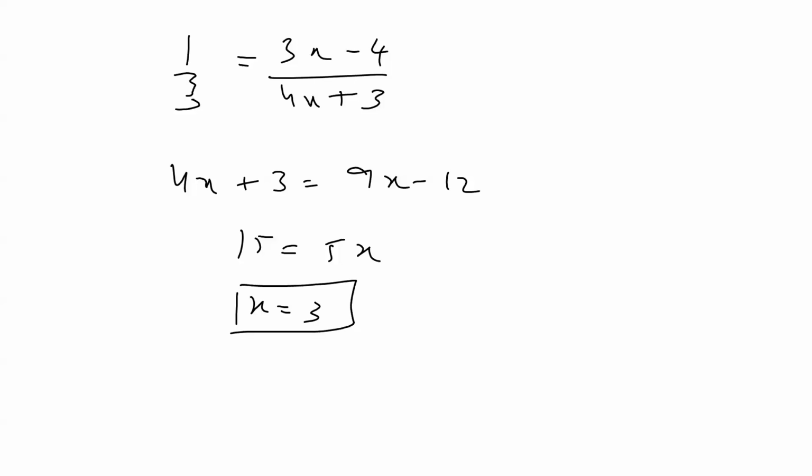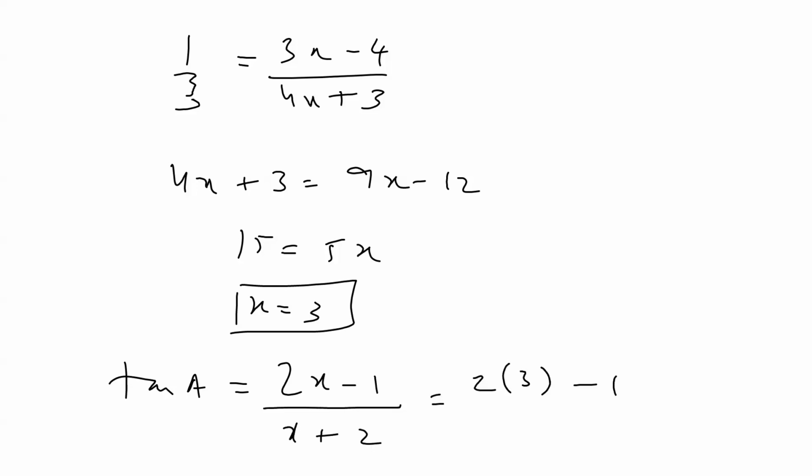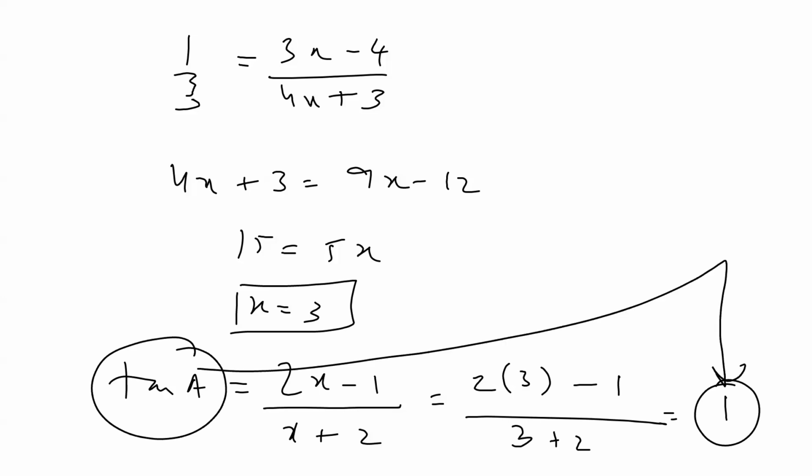Okay. So they are asking you to find A without using tables. Now A is what? Angle. But in tan A we have calculated now 2x minus 1 upon x plus 2. So put 3 over there. So 5 upon 5, this is 1. Tan A equal to 1. Therefore, A is equal to 45 degrees.